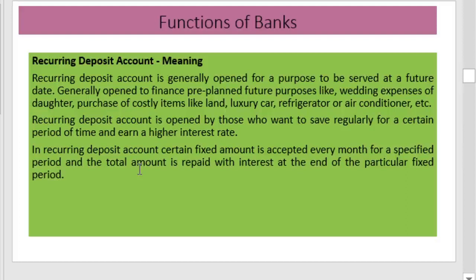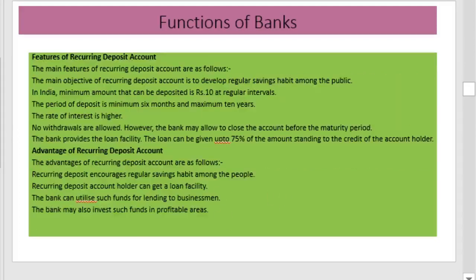The next important category is the recurring deposit account. A recurring deposit is generally opened for a purpose to be served at a future date. That is, it is opened for a pre-planned program, and a fixed amount is deposited at regular intervals in the case of this recurring deposit.